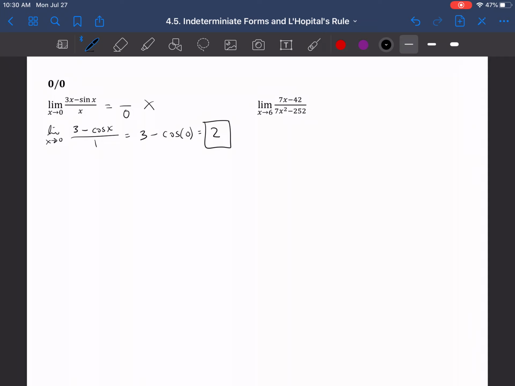All right, this next one I'm going to leave for you to try. I'll actually go ahead and tell you, you should get 1/12, and you can take a look back at the notes to see what it is, okay?